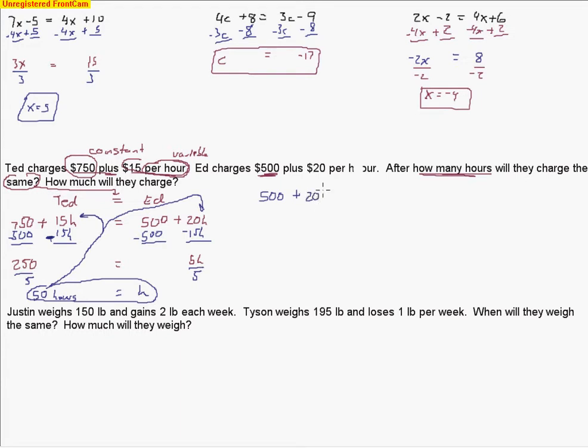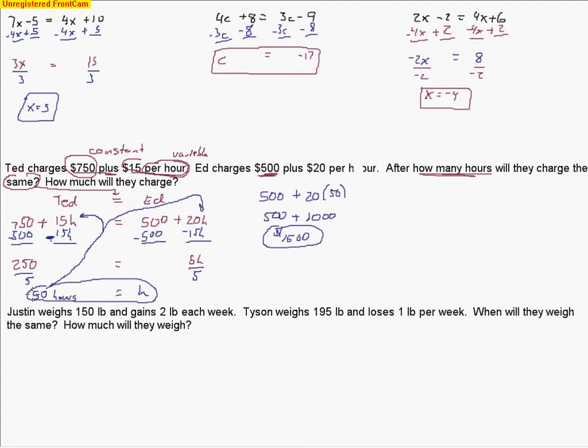So 20 times 50 plus the 500. So 2 times 5 makes 10, carry down those two zeros, plus 500 gives me $1,500. So $1,500 is the amount that they will charge after 50 hours.